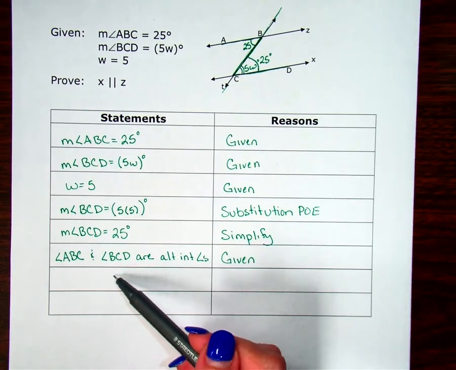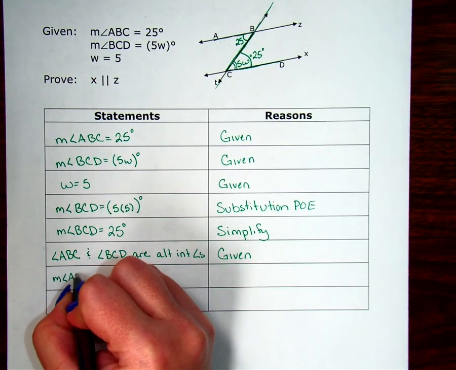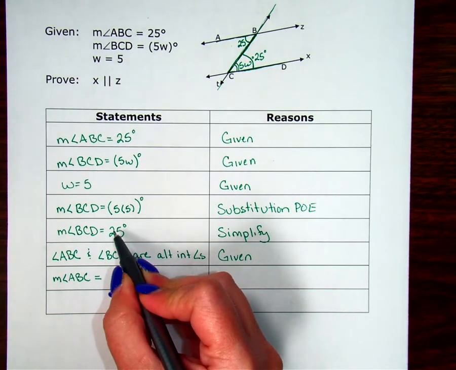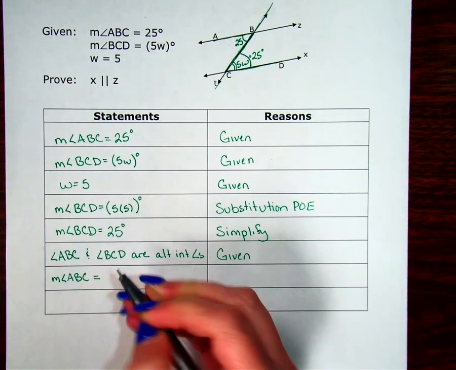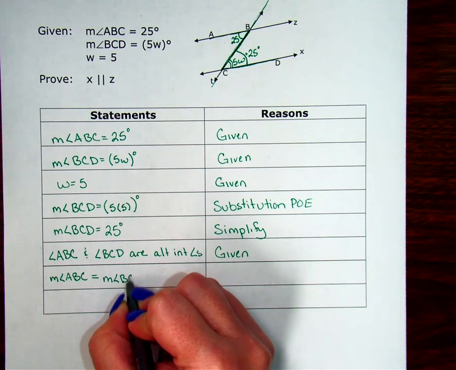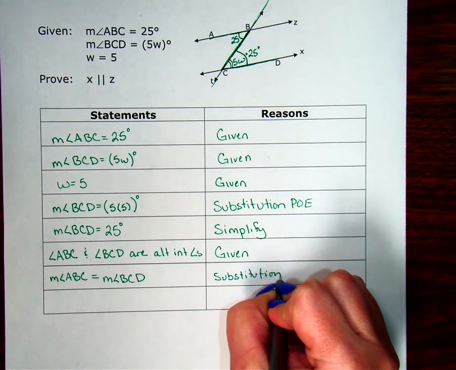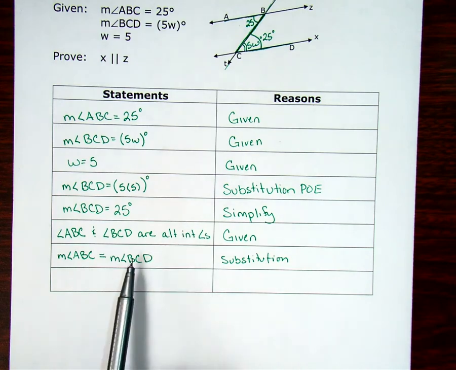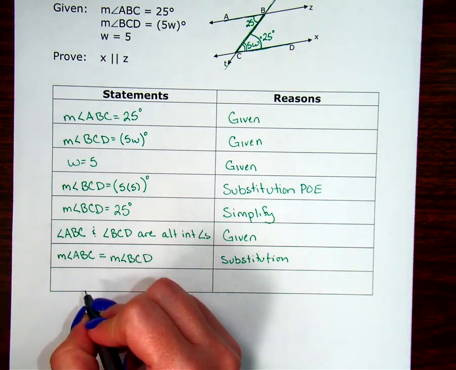So how do I do that, right? Well, I know the measure of angle ABC equals 25. Instead of writing 25, I'm going to write what else equals 25. I'm going to substitute this 25 for what the 25 equals. It equals the measure of angle BCD. I used substitution. So now, look what I've shown. I've shown I have alternate interior angles that are congruent. My converse says if alternate interior angles are congruent, then the lines are parallel.